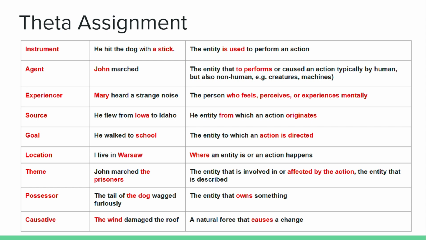Let's look at the term causative. The sentence, the wind damaged the roof. The noun phrase the wind is assigned the theta role of causative. The term causative is defined as a natural force that causes a change.